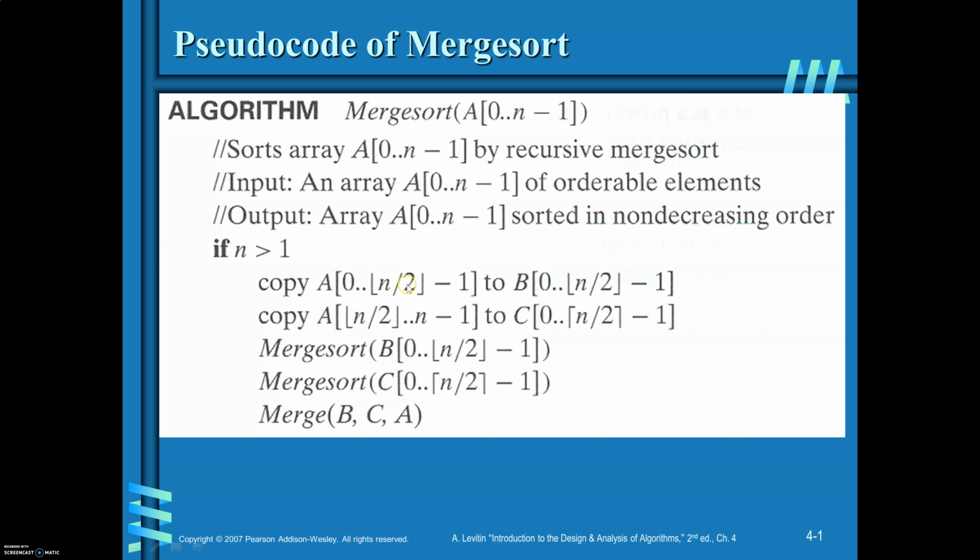So the elements from 0 to n by 2 minus 1 are to be copied onto B, and the next half of the array, that is, elements from n by 2 to n minus 1, is to be copied onto C. Then apply this merge sort separately for subarray B and then for subarray C. These two arrays are to be merged to get the sorted array A.